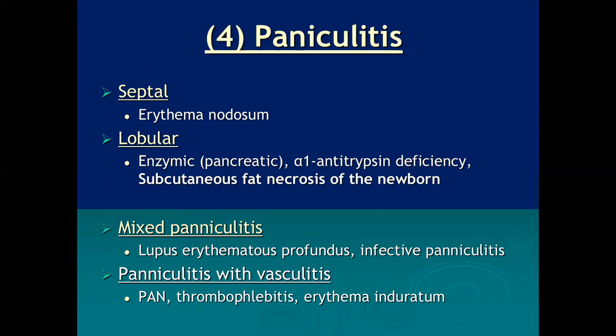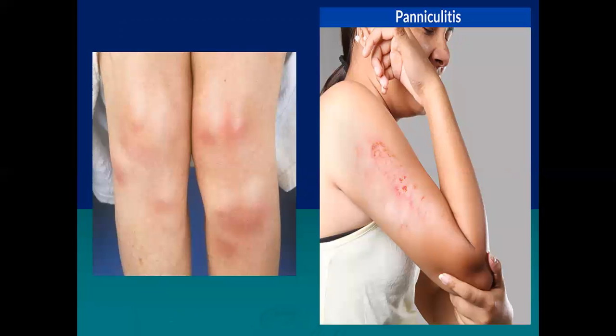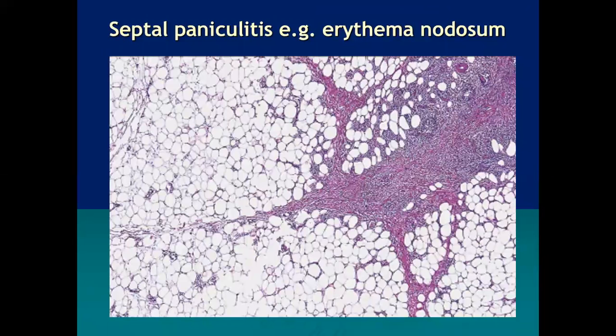There are certain panniculitis which are associated with vasculitis as well. These include polyarteritis nodosa, thrombophlebitis, and erythema induratum. These are panniculitis which is characterized by a puckered site of scarring, and initially there will be a subcutaneous nodule that will be thick and attached to the dermis, to the subcutaneous fat.